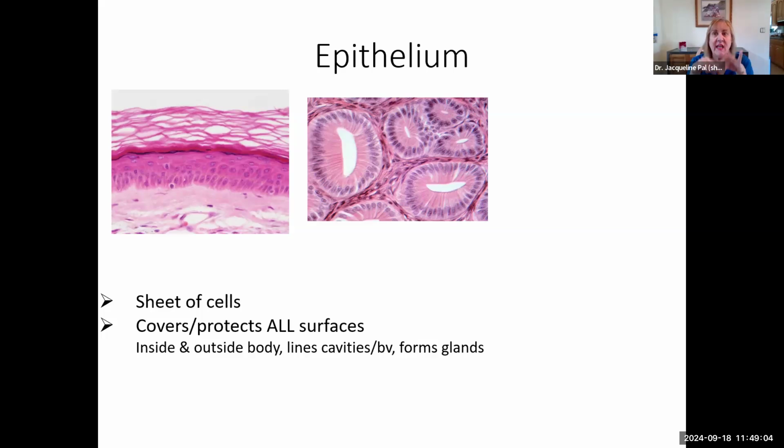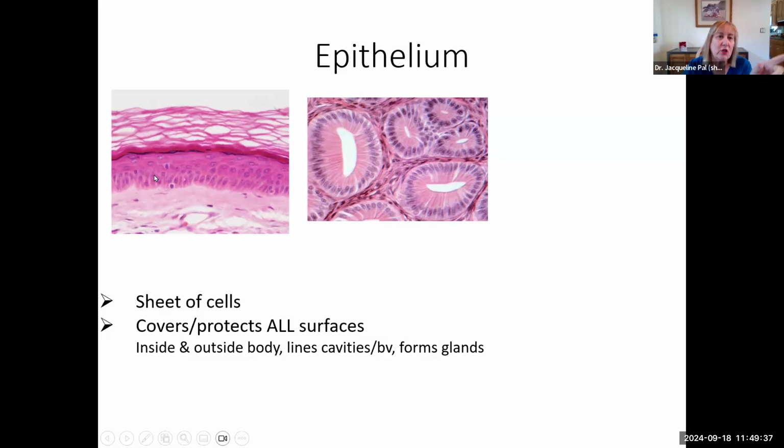On the inside of your body, inside your nose, inside your mouth, inside your stomach, inside your uterus, inside your airways, inside your blood vessels, inside your heart, on the outside surface of your heart, on the outside surface of your stomach, on the outside surface of your intestine. It lines all cavities, it lines all blood vessels inside and outside. It forms your glands. All the tubes, all the ducts are all lined by epithelium.